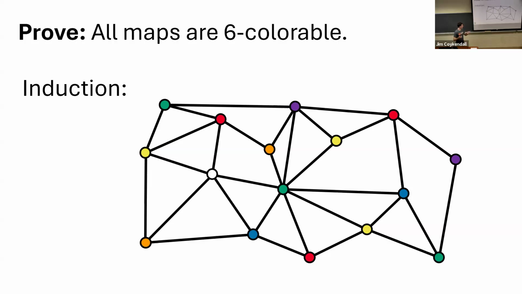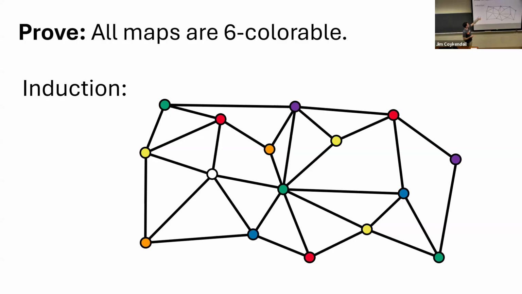Now, the only thing we have to do is color one region. If we're able to color it, then we've colored the n plus 1 map, and we're done. That's the whole argument. So the induction is powerful here because it turns the problem into just having to color one vertex. That's nice.